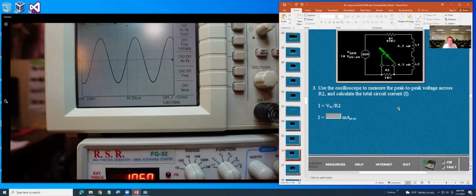Okay? So now you must connect like they show right here. Connect scope channel 1, high side here and low side here. Okay? So now I will redo it.